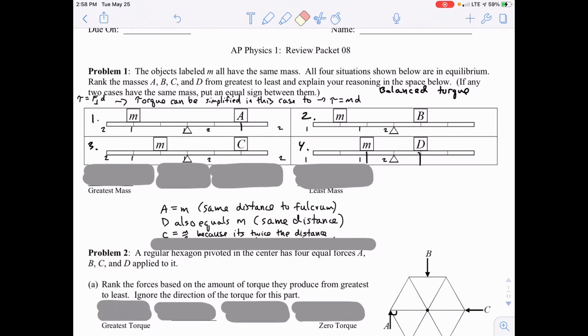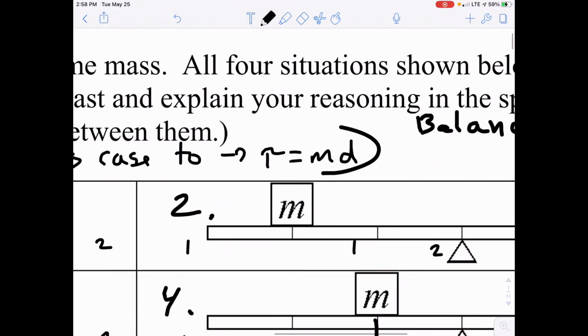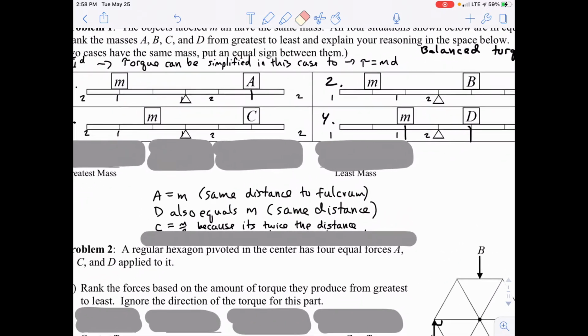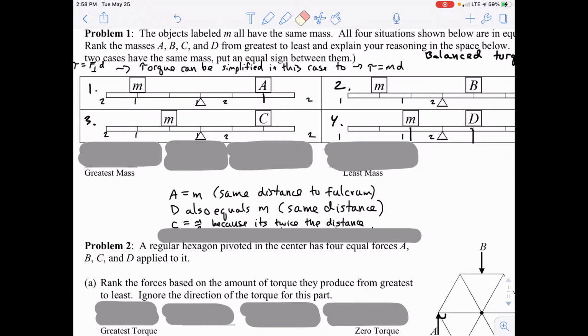We also know C is twice the distance, so C is going to be half the mass because it's twice as far from M. You can see M is 1 unit away, C is 2 units away. So twice the distance, and this is where we can reason using this equation here: if the torques are balanced, then twice the distance means half the mass. These two have to balance each other. So C is going to be half of M, so C will be less than A and D.